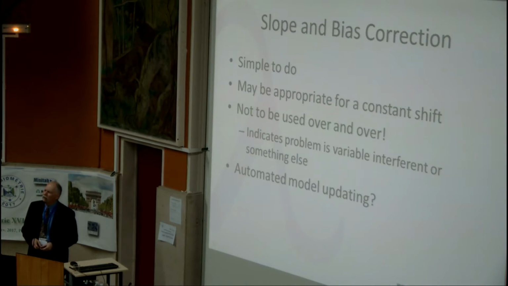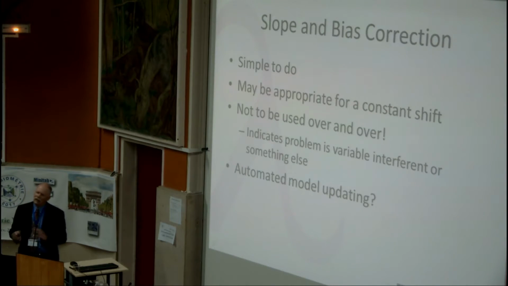Slope and bias corrections are actually valid at some times. They're simple to do. They may be appropriate if you've gotten a constant shift in your data set, such as a new interferent, but that is at a fixed value. It's not to be used over and over, and we've seen this one too, where every day they're putting in a new slope and bias correction. It's like, no, don't do that. That indicates that there's a problem, some variable interferent or something else going on, if you're doing that.